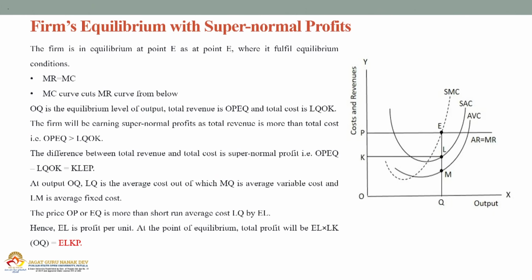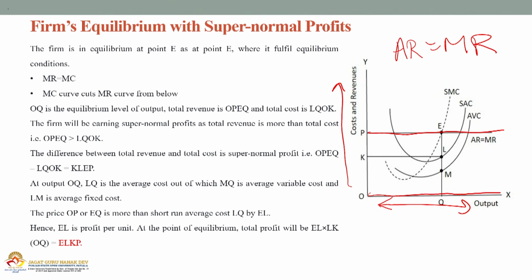So again, two conditions are there that we have already discussed. So let's see. On OX axis, output is there, and OY axis, cost and revenue is there. In perfect competition, average revenue is equal to marginal revenue. That is why this average revenue, marginal revenue curve is parallel to OX axis.